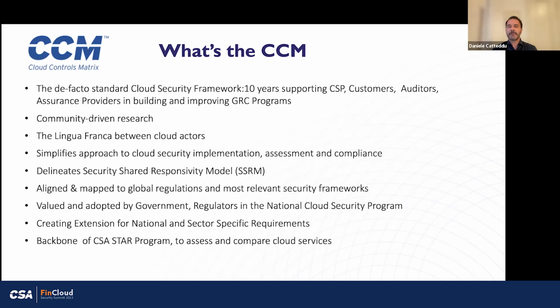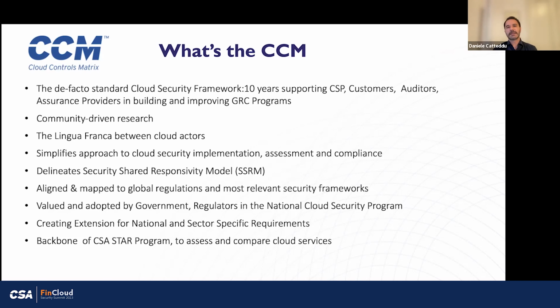One of the keys to the success of the Cloud Control Matrix, I would say, is the fact that it is a community-driven piece of research. Pretty much as we always do in CSA, the Cloud Control Matrix is the result of the collaboration of literally thousands of volunteers over the course of the last 10 years. These volunteers represent different stakeholders, cloud service providers, customers, and the assurance community, who have grouped together and helped the Cloud Security Alliance in creating the Cloud Control Matrix.